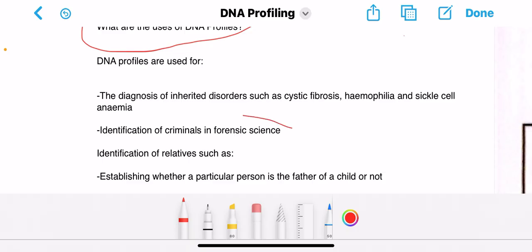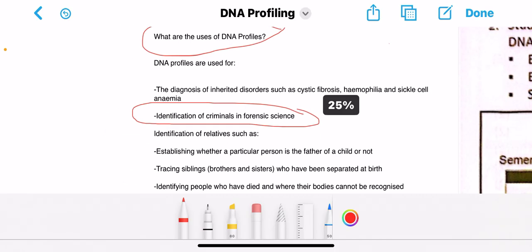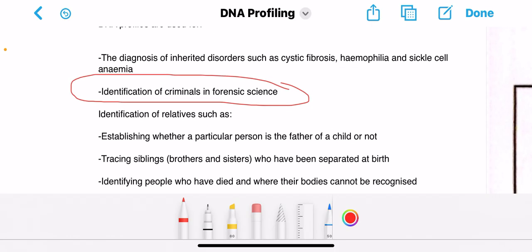Now, it is also used to identify criminals in forensic science. When it comes to crime scenes, say someone is shot and the blood falls on the ground, they are going to check the forensic site for DNA, fingerprints, and stuff like that, so that they can identify the criminals who were part of that crime scene.